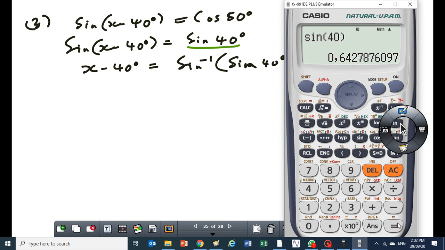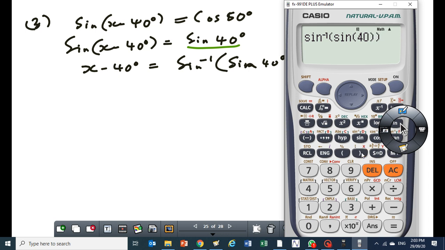0.642. So when you say shift of sine 40, you are saying shift sine of this decimal. And that should give you what? An angle. That angle is going to be 40 degrees. Okay? Check this out. So when you calculate that, and then I press shift sine, look here. Instead of converting the sine 40 to a decimal, if I press shift sine, then I'll put sine 40 inside brackets there.